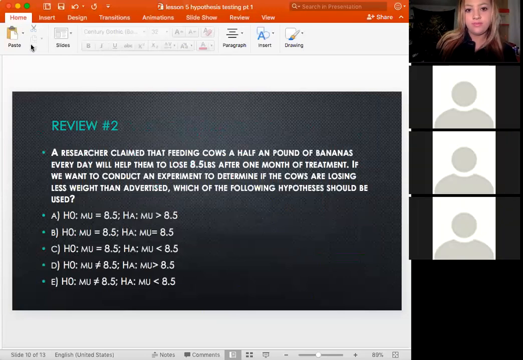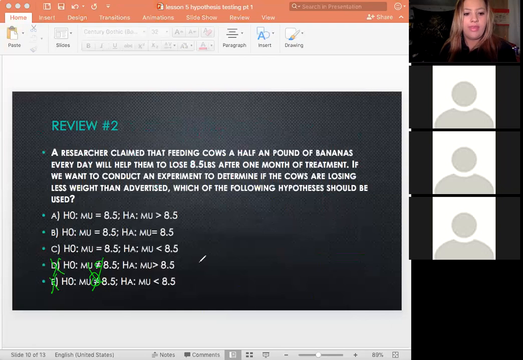Okay, let's review this one. Remember that our null hypothesis always has equal signs, so we can immediately cross out D and E because these have not equal to signs, which is no bueno. And then this is saying that we want to lose less weight, so losing less weight than advertised means that we want to have the less than sign. Also, we can rule out B because our alternative hypothesis can never have an equal sign in it, okay? And so we're between A and C.